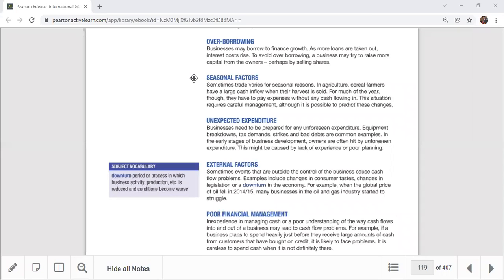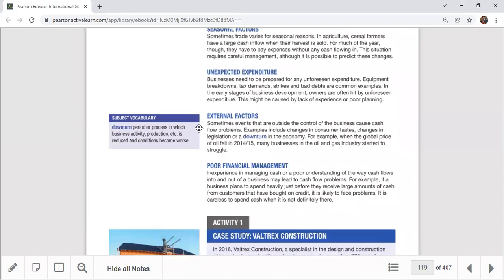Therefore, if you're not considering seasonal factors in particular fields such as agriculture, the service sector, and the industrial sector, sometimes you will fail. And also unexpected expenditure. Sometimes there can be machine breakdowns or fires. You have to go for insurance policies, but unexpected expenditure always causes failure if you haven't managed it properly. And the external factors also, such as pandemic situations, globalization, economic recessions, sometimes world war. These are also external factors.